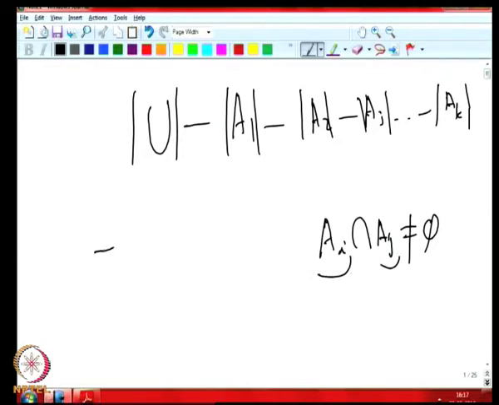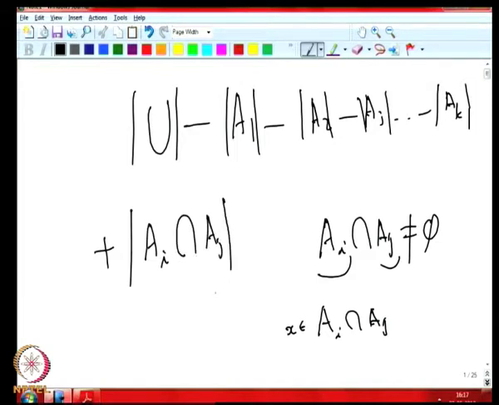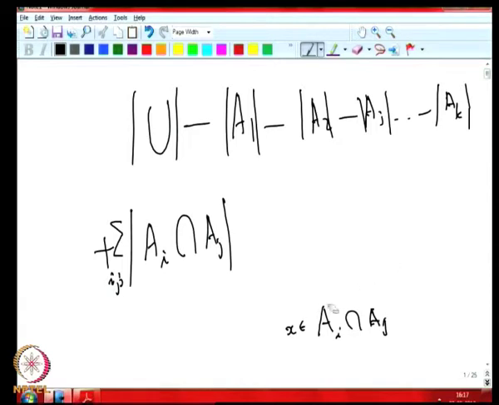So if there is a member in AI intersection AJ, it got subtracted twice, therefore we have to re-add it. We decided to re-add this term, and we did it for every pair I J selected. That was the next type of term. But then we noticed that if a member was in more than 2 sets, let's say 3 sets, then initially they got subtracted 3 times.